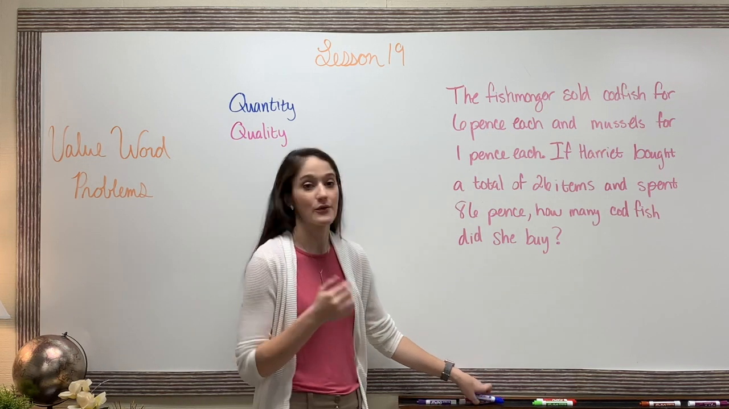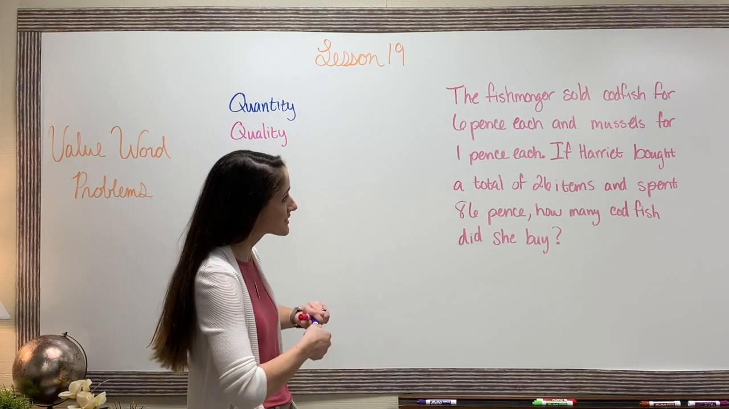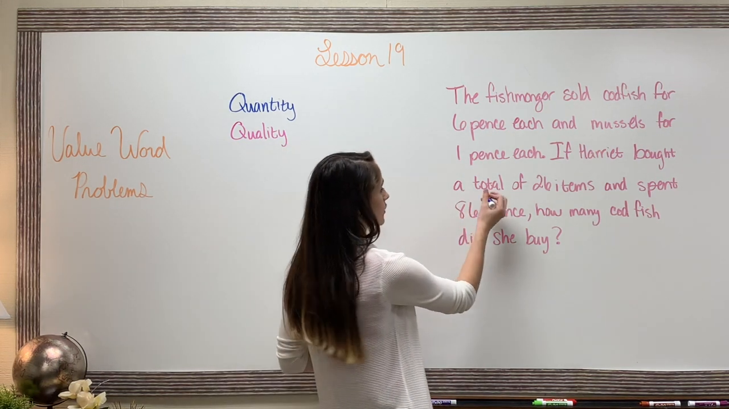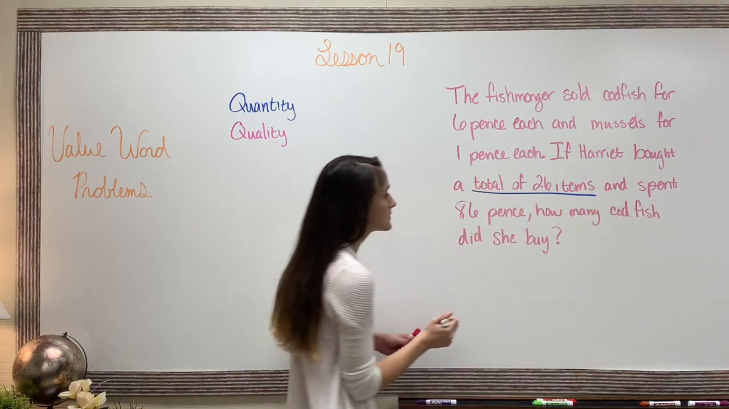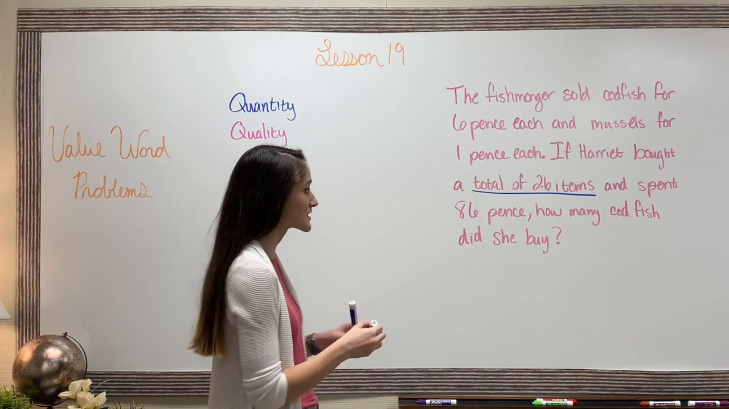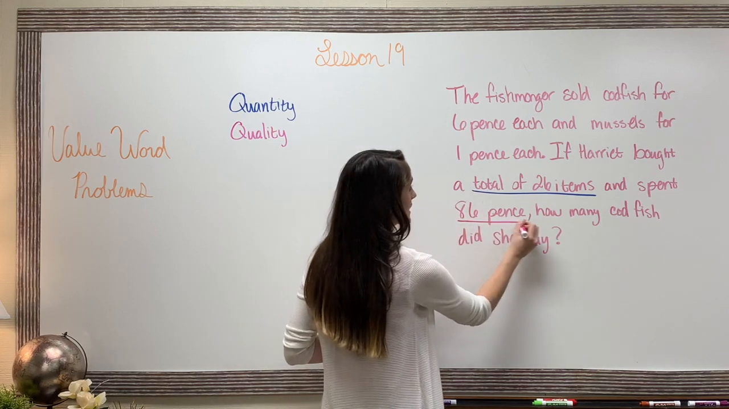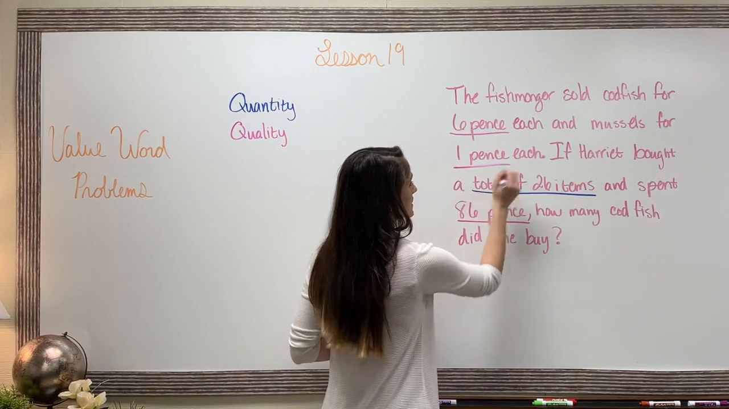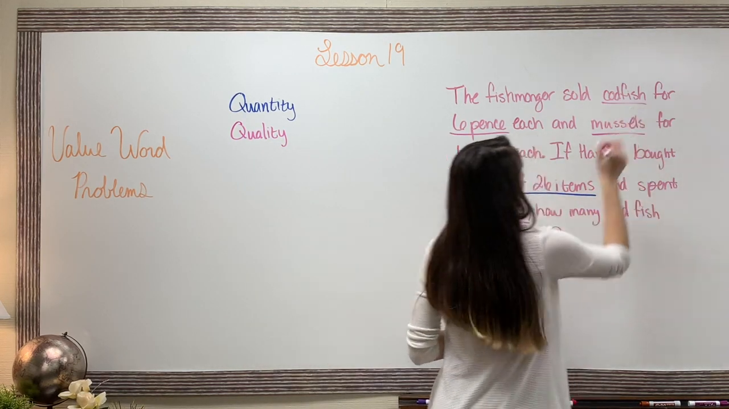So we're looking for quantity and quality. Quantity, I know that she bought a total of 26 items, and I also know that she spent 86 pence, and I know that we had 6 pence for the codfish and 1 pence for the mussels.